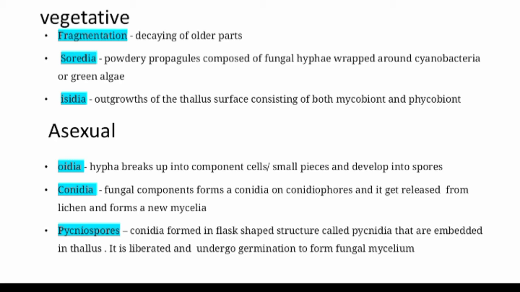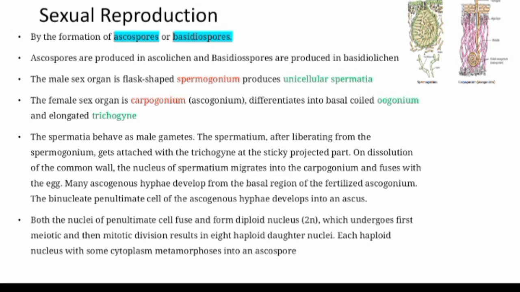Pycnospores: conidia formed in flask-shaped structures called pycnidia that are embedded in the thallus. It is liberated and undergoes germination to form the fungal mycelium. Sexual reproduction by ascospores or basidiospores. Ascospores are produced in the ascolichen, as well as the basidiospores are produced from the basidiolichen.